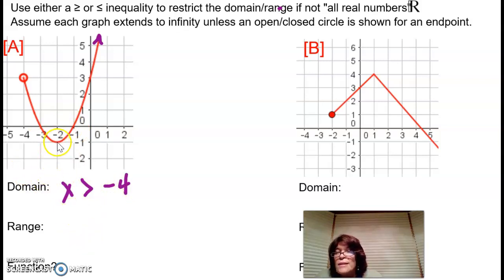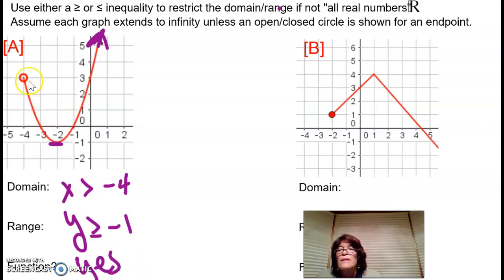The range, let's see, the smallest y value looks like it's at about -1, and then it goes up forever. Okay? So y is greater than or equal to -1. Is it a function? Yes. No vertical line is going to hit this more than once. Okay, these are half bounded. It's bounded here, but it goes on forever up there.